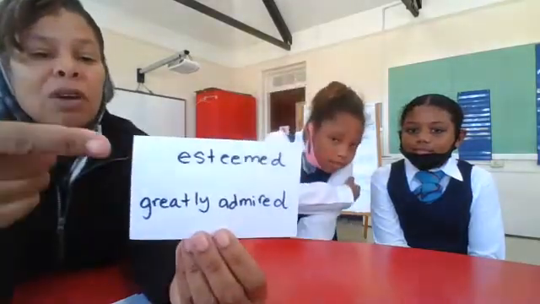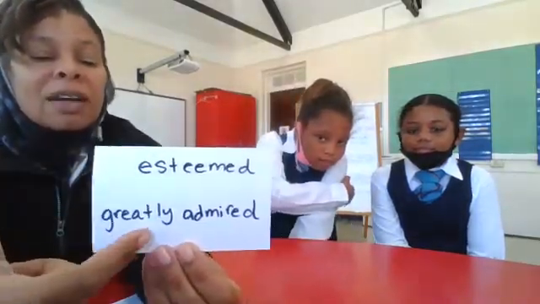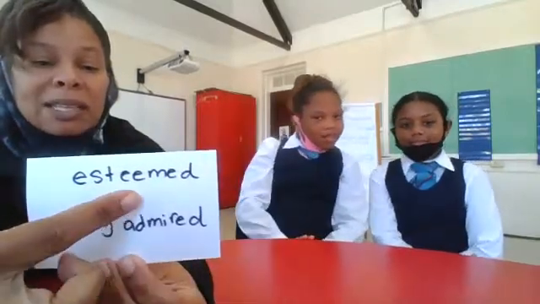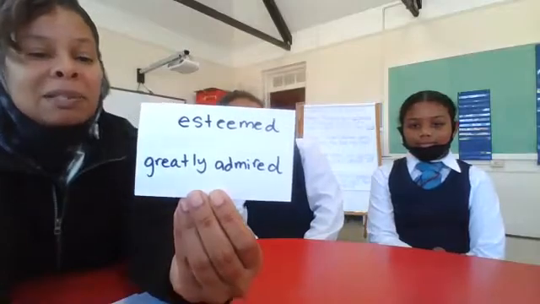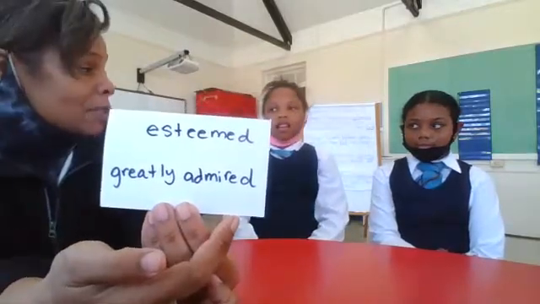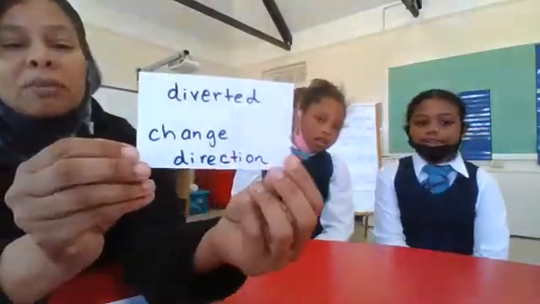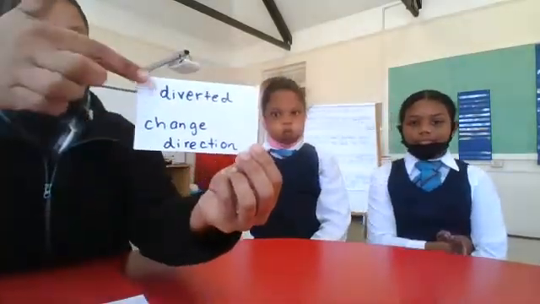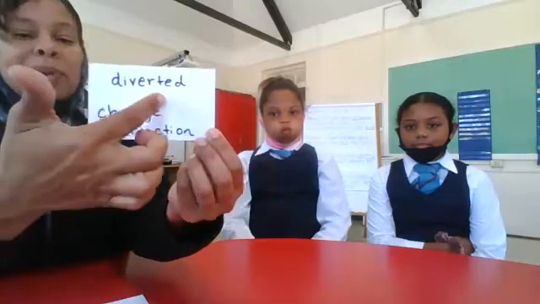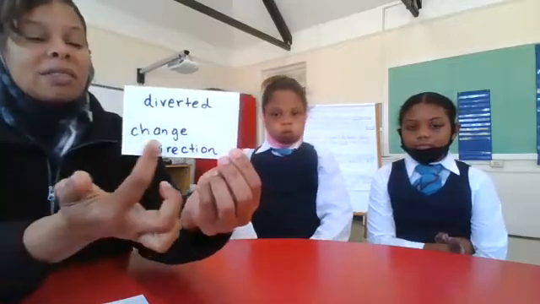So the first step is that whatever words you want to learn, you have to take the word, and then you have to write the word at the top, and then you write the definition at the bottom. Okay, so you have to leave some space in between. So for example, our first word is esteemed. Esteemed means greatly admired. So you admire somebody greatly. Okay? Our next word, diverted. So diverted means change direction. Okay, so you have to write the term at the top, some space in between, because we're going to be doing something with it, and then the definition at the bottom.